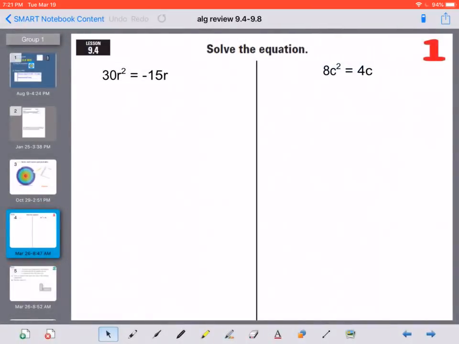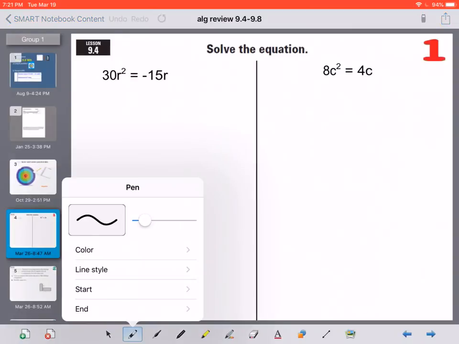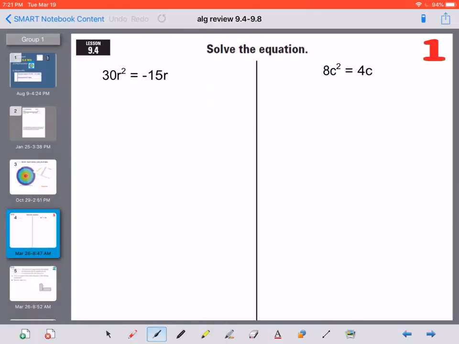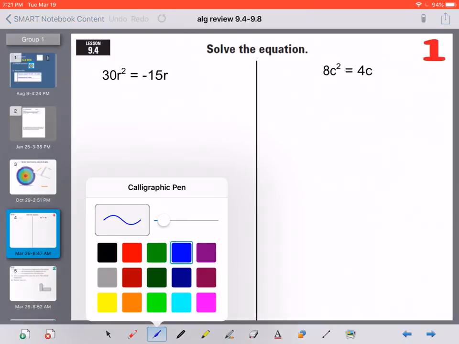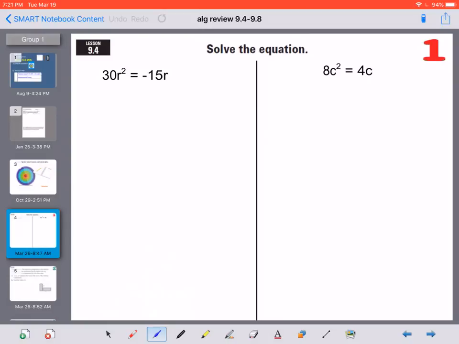Good morning, everyone. Today we are going to start our review for Chapter 9. So we are going to start by reviewing 9.4 and then just going back through all of our lessons. So the first thing we're going to do is solve this equation.